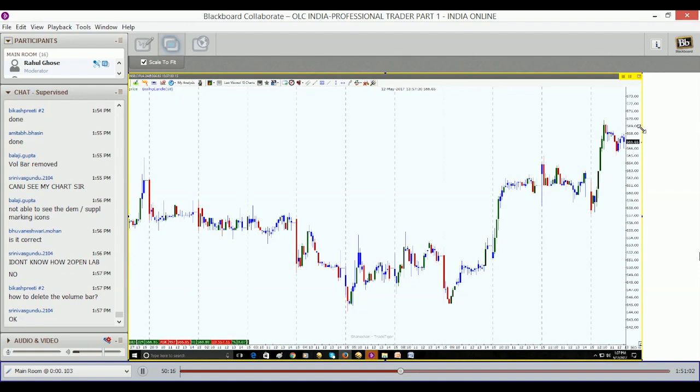Bhuvaneshwari, let's check yours. No, next to volume, next to where volume is written. Remove that. Next to this volume, put your mouse over volume, and you will see an X will come. Let me do it for you. There you go.